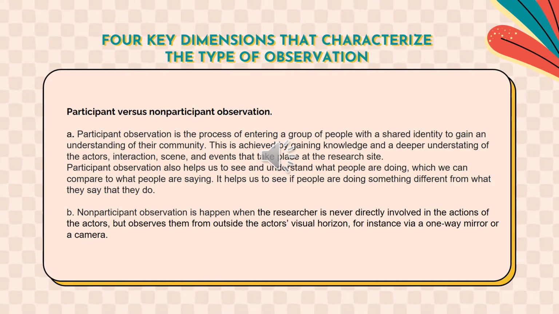Non-participant observation happens when the researcher is never directly involved in the actions of the actors, but observes them from outside the actors' visual horizon, for instance via a one-way mirror or a camera.